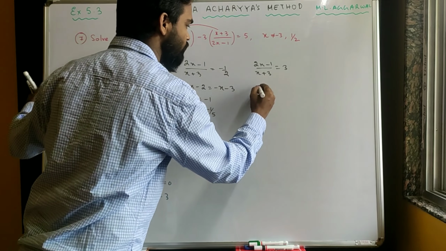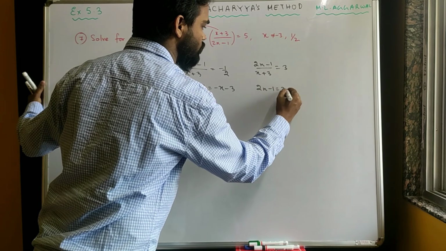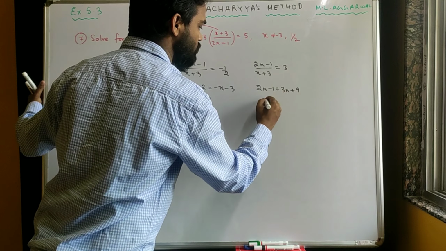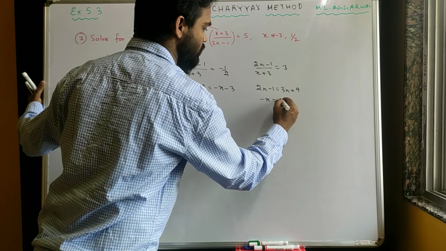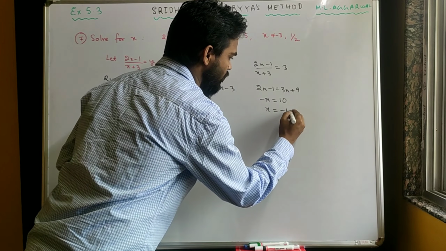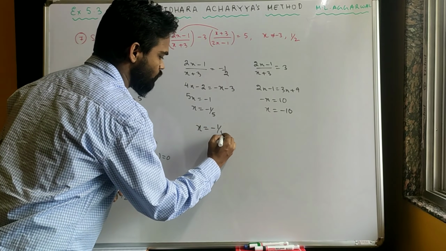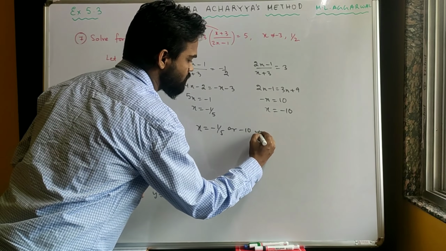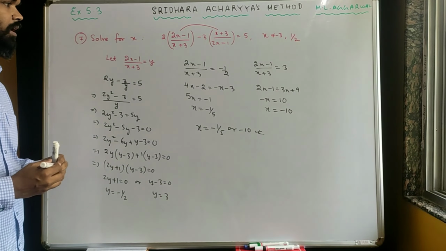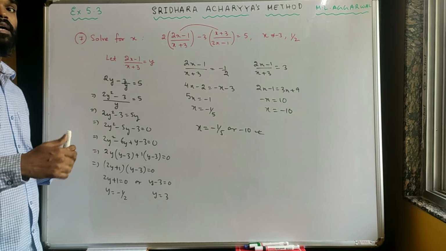Over here we'll solve 2x minus 1 equals 3x plus 9, so minus x equals 10, which means x equals minus 10. Therefore we can say x equals minus 1 by 5 or minus 10. These are your answers. Clear? Now let us look at the next sum.